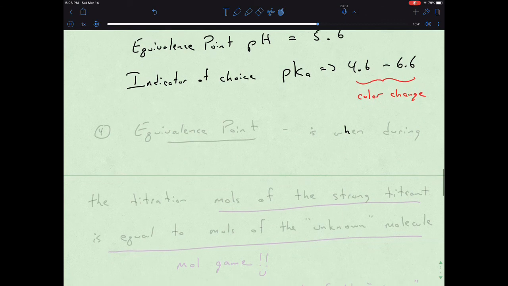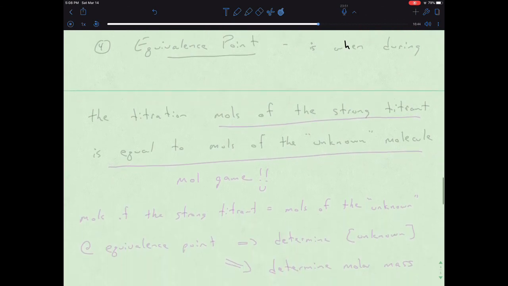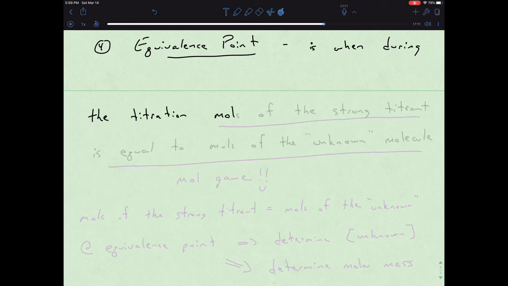So what is the equivalence point? The equivalence point is when, during the titration, moles of the strong titrant is equal to moles of the unknown molecule.